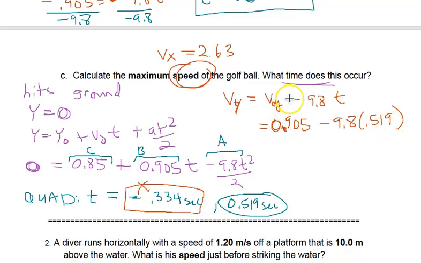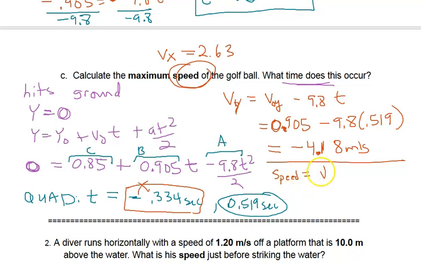Okay, so we start out going this fast, upward. Gravity's going to quickly bring that to 0 and then negative. So just before it hits the ground, it's headed down with a speed of minus 4.18 in the vertical only. And then our total speed is the square root of Vx squared plus Vy squared, which is the square root of 2.63 squared plus that negative 4.18 squared.